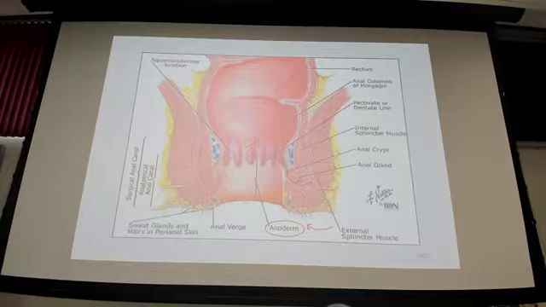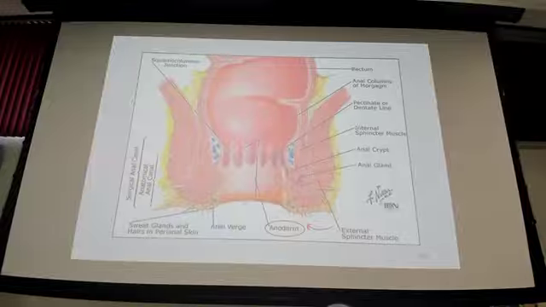You guys know what a varicosity is? It's a swelling of the vein. We talked about varicose veins in the lower leg, right? These are varicosities of the hemorrhoids. Hemorrhoids are normal anatomic structures. Hemorrhoids are not pathologic in and of themselves. Abnormalities of hemorrhoids are pathologic.